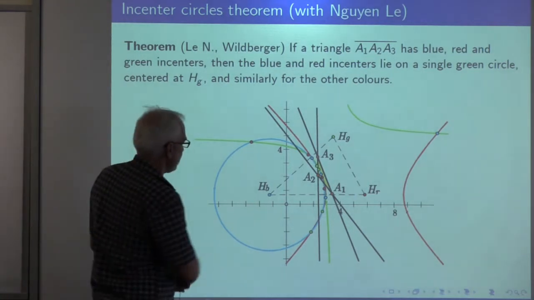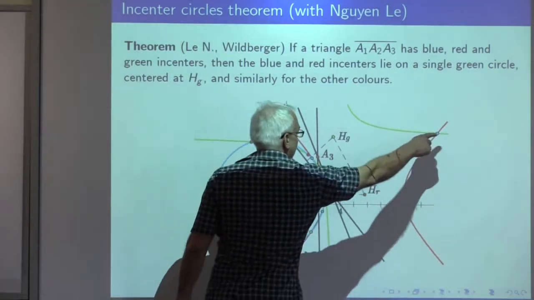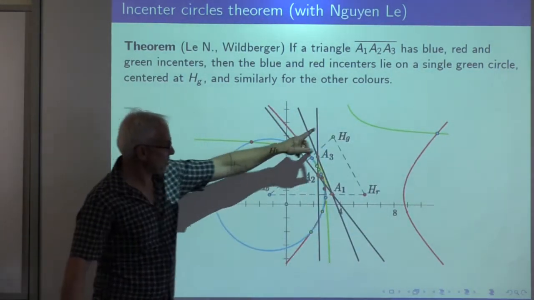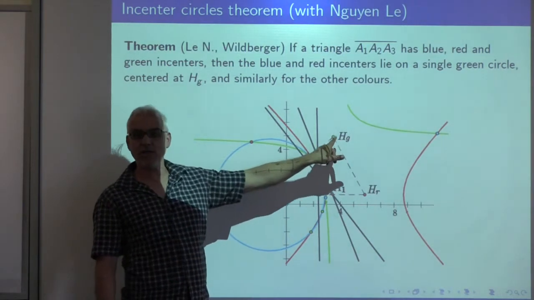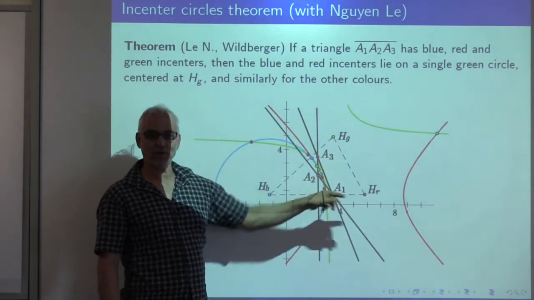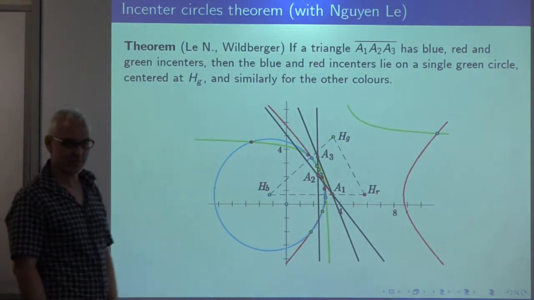And you can see that. So here's the green circle, for example. That's a green circle. And it turns out that that circle has as its center the green orthocenter. There's the orthic triangle I showed you previously.